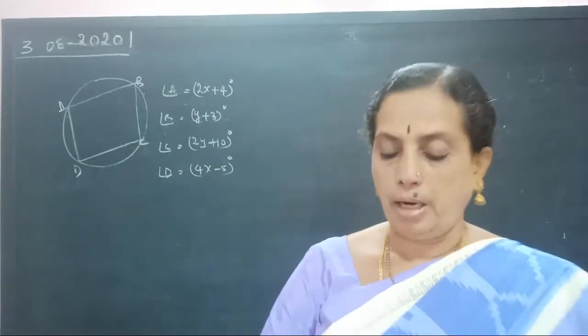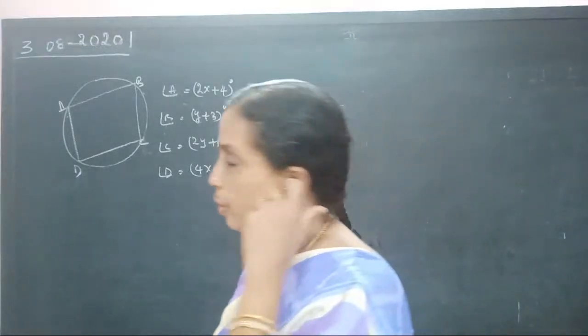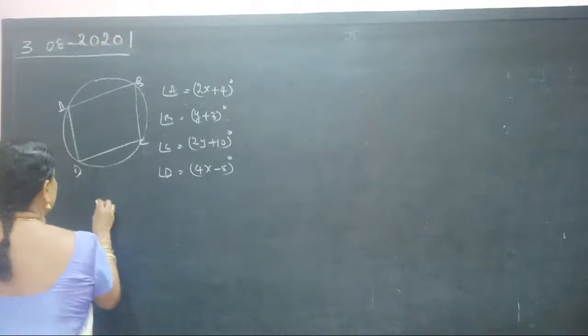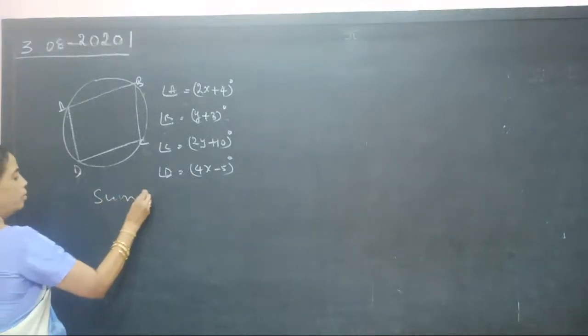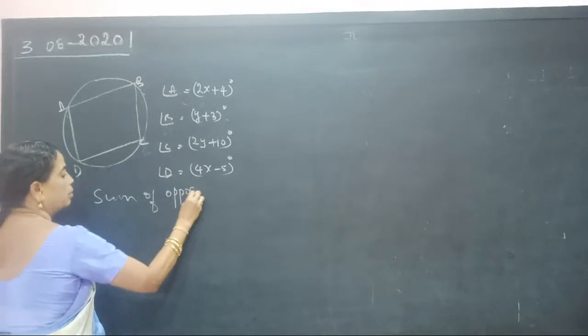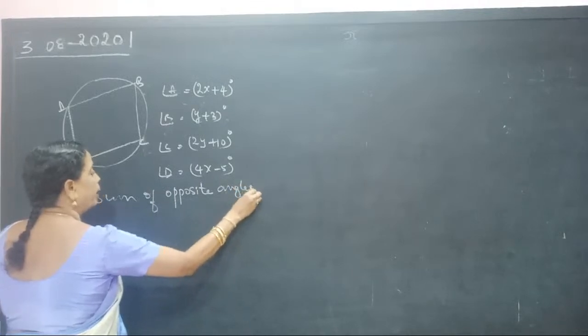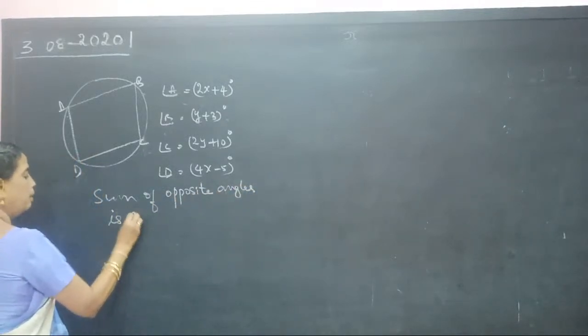Get the figure, and below that, first write the property to which you are going to answer. Sum of opposite angles is supplementary.